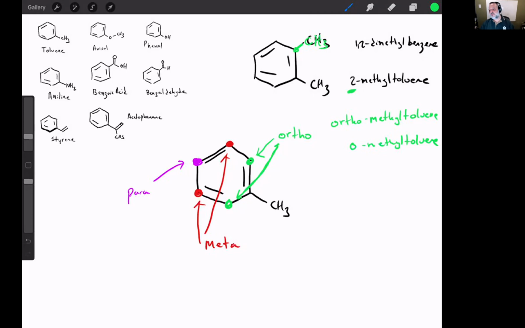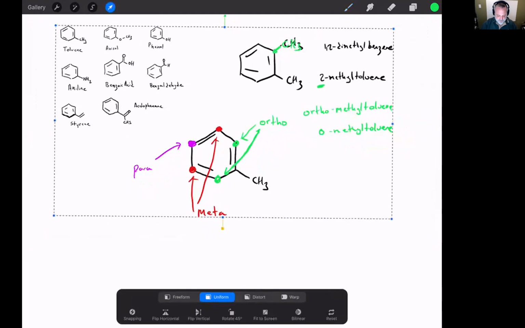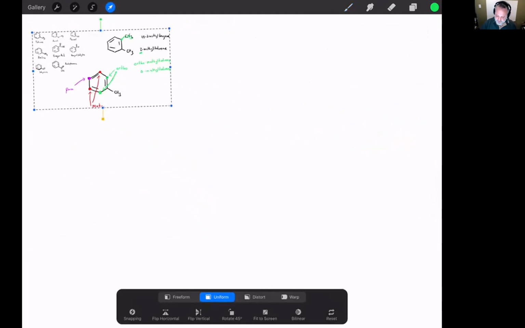Well, the short answer is yes. It really is only for di-substituted benzenes. So once we have 3 substituents, then we have to go back to a standard numbering system. And so let's do an example real quick of what I mean by that.